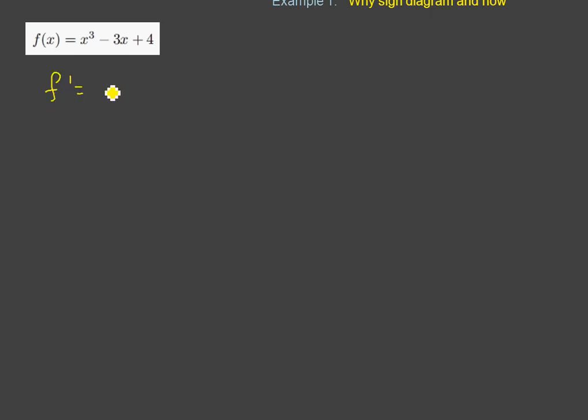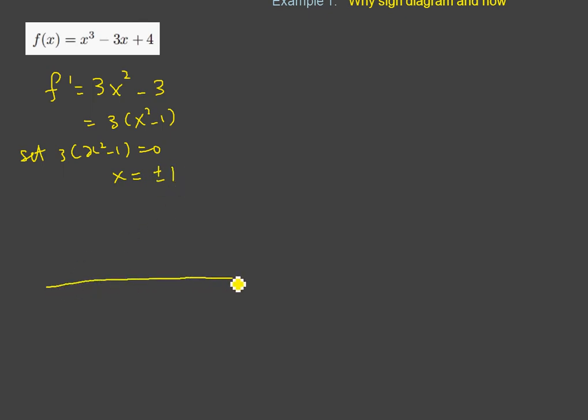So f prime is 3x squared minus 3, and this is 3 times (x squared minus 1), and then we set it to 0. We always set this to 0 and solve it carefully. You get this, and the key is to place these critical values. Okay. Now what do we do now?